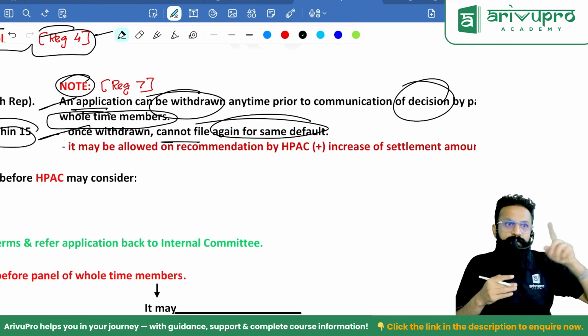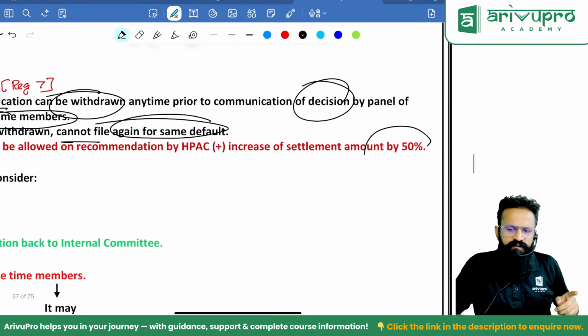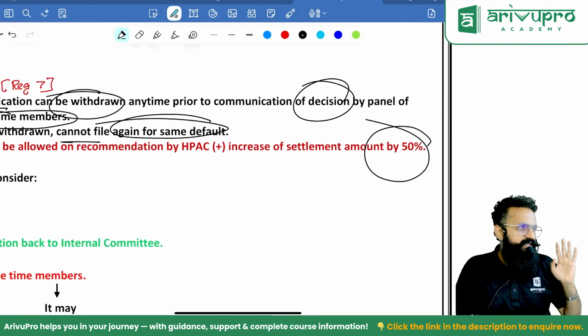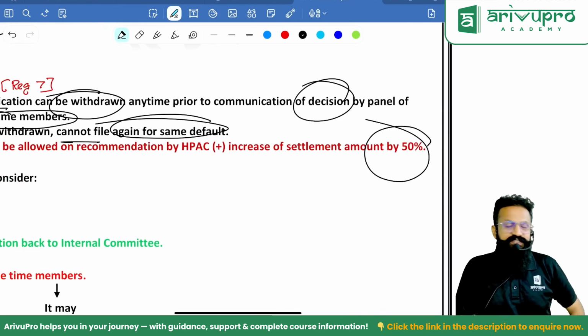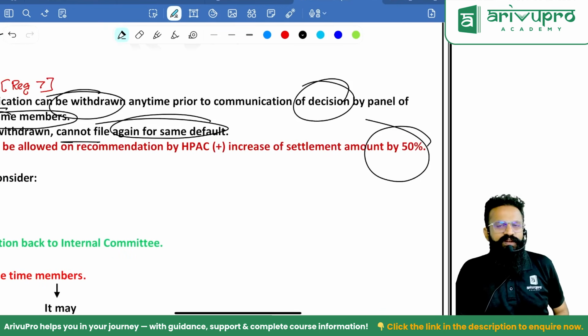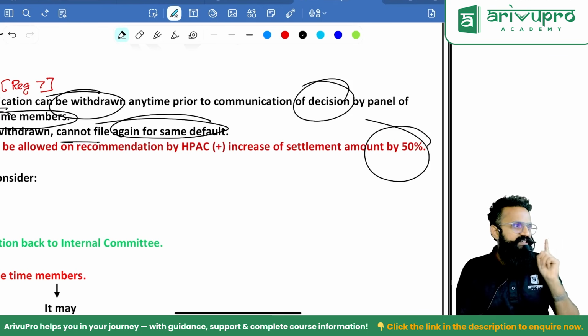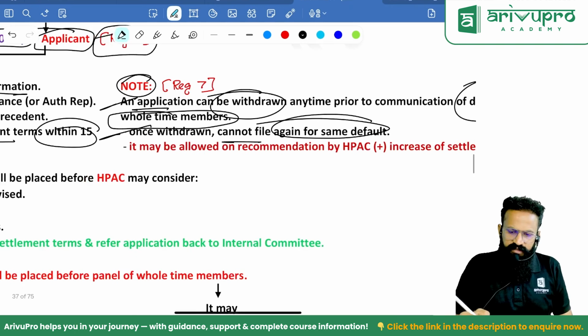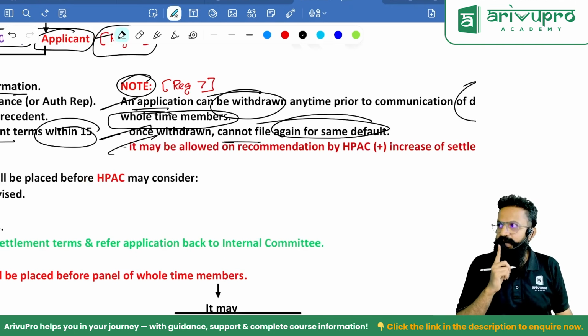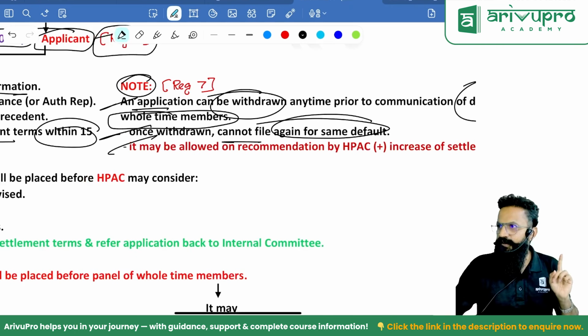We will take it, but remember, the settlement amount will directly go up by 50%. If we had agreed for the settlement as 6 crore, 10 crore, now we will levy 15 crore as the settlement amount. Yes, that is what is given here. It may be allowed on recommendation by HPAC. Any doubts here? Is this part clear? Clear? Okay, done.